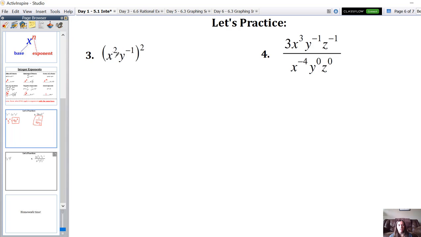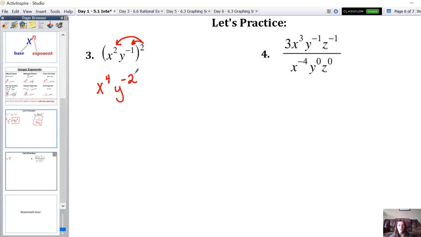In number 3, we have a power to a power. So when we do that, we're going to multiply every single exponent that's inside of the parentheses by the exponent that's on the outside. It's sort of like distribution. So then now we have x to the fourth, 2 times 2, and then y to the negative 2, but we cannot leave our exponents as negative numbers.